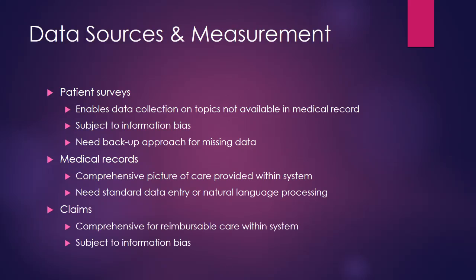Finally, we could potentially use claims, and these would be comprehensive for reimbursable care within our system. So keeping in mind, as we've discussed before, that the purpose of claims is for revenue, not necessarily for healthcare delivery or evaluation. So we would be restricted in that sense to the types of coding procedures that are used within our system and the types of care that are reimbursable. So if things can't be reimbursed for, they would not show up in a claim, and so we wouldn't know that they happened. So these also are subject to information bias for those reasons.